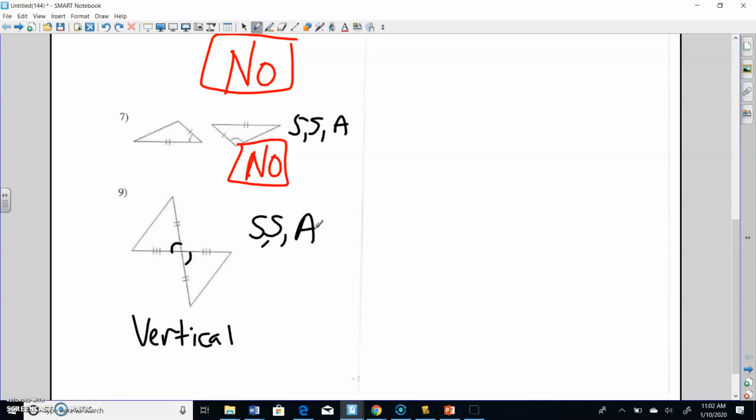But that means the angle has to be the included angle. Is that the one that's in between these two sides? On both triangles? Yes. So we can say that they are congruent by the side, angle, side postulate. All right. Let's go back up to the top and do our evens now.